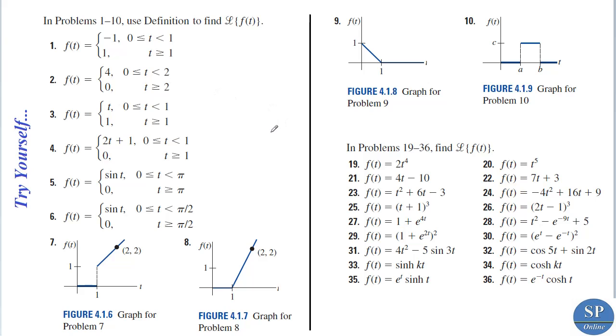Now you try these problems yourself. We already discussed this problem and this 35, okay, the others you can do. So in the 7th, 8th, 9th and 10th, here we need to find the function by using this graph. For example, here from t equals 0 to 1, we have f(t) equal to 0, and from 1 to infinity we have the line, that is the straight line passing through these 2 points. So you have to find the straight line passing through these 2 points, etc.